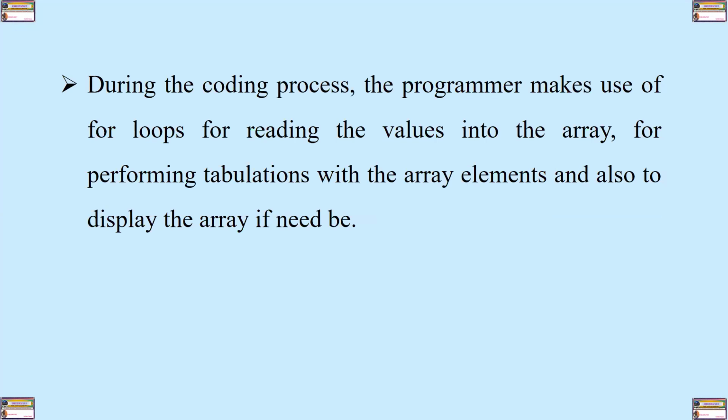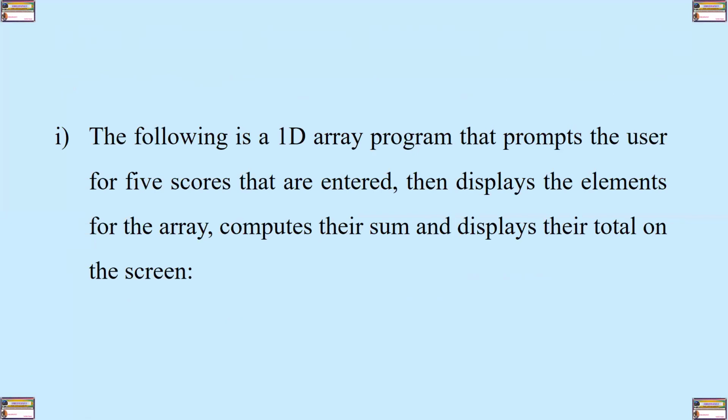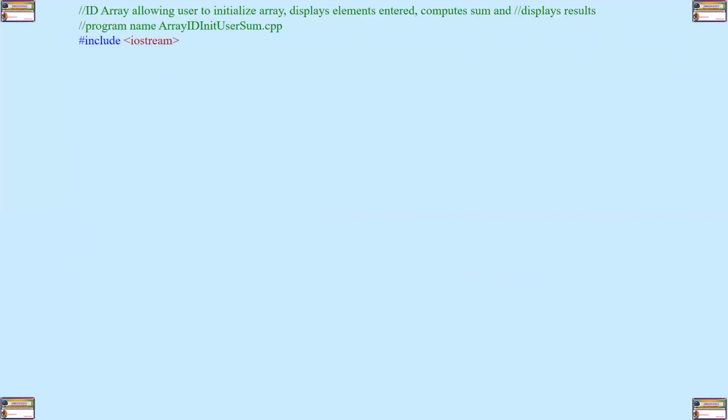So during the coding process, the programmer makes use of for loops for reading the values into the array, for performing tabulations with the array elements, and also to display the array if need be. So the following are therefore our two modified programs, simply the same program that I have demonstrated. The first one is a one-dimensional array program that prompts the user for 5 scores, displays the elements, computes their sum, and displays the total. So that's my code there. We know that. We are used to that code. That's the main program part.